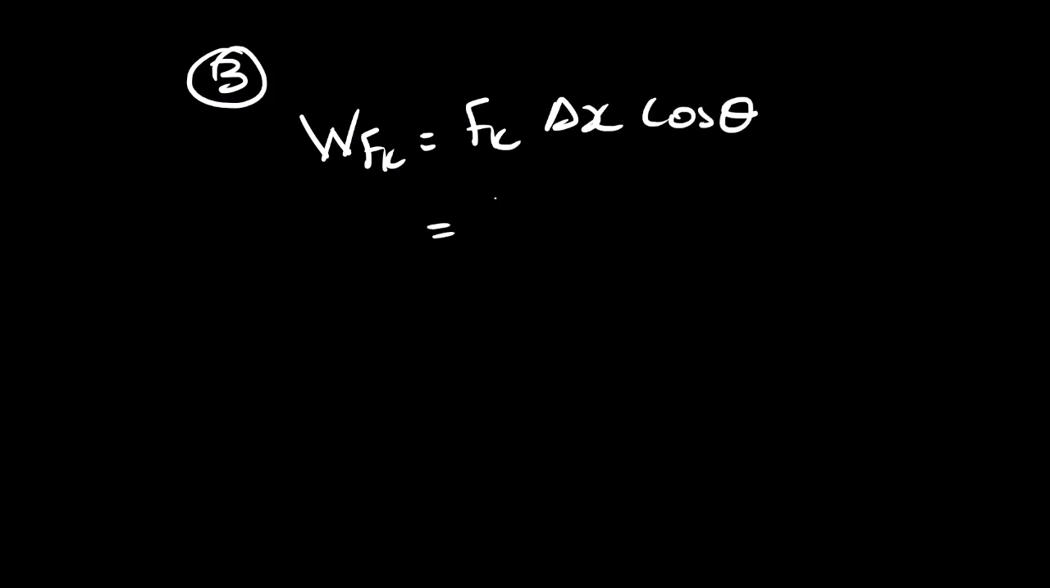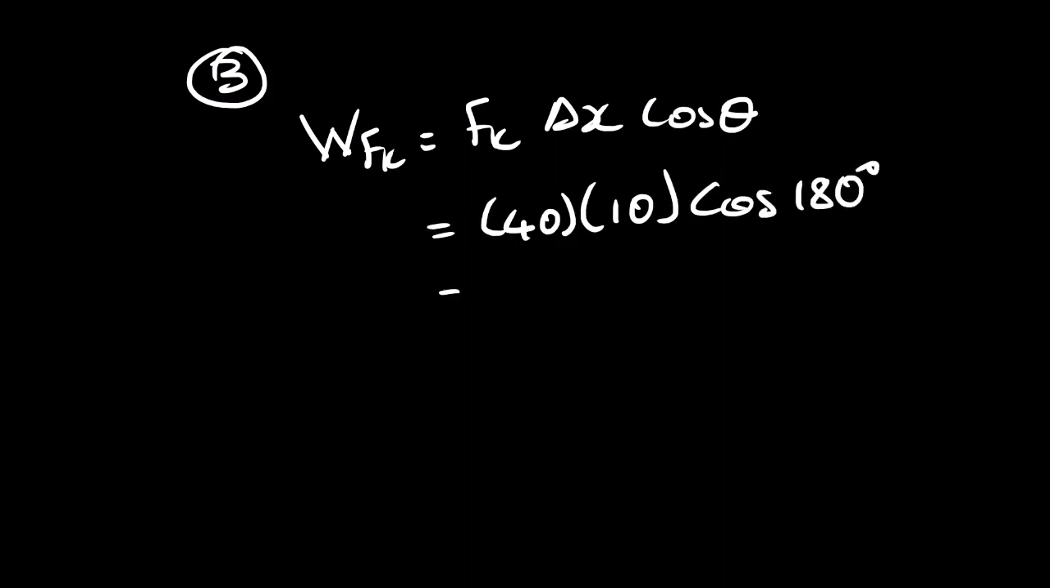For question number 3, work done by kinetic friction is Fk times Δx times cos θ. Then we have our Fk is 40, displacement is 10, we have cos 180 degrees, which will give us -1. So punching this on the calculator, we're going to have -400 joules. That is the work done by kinetic friction.